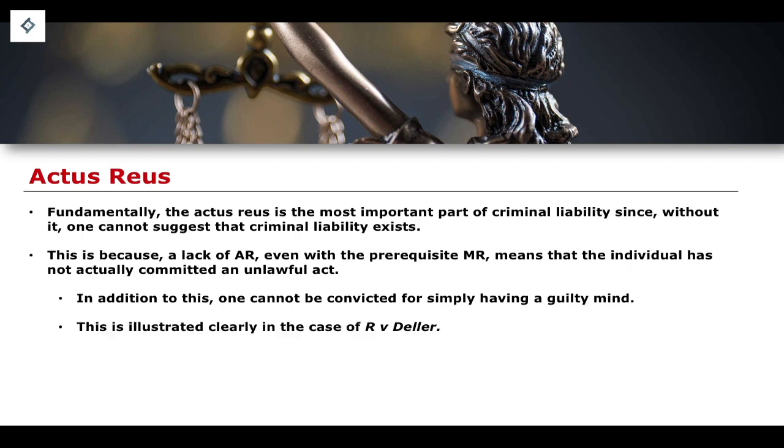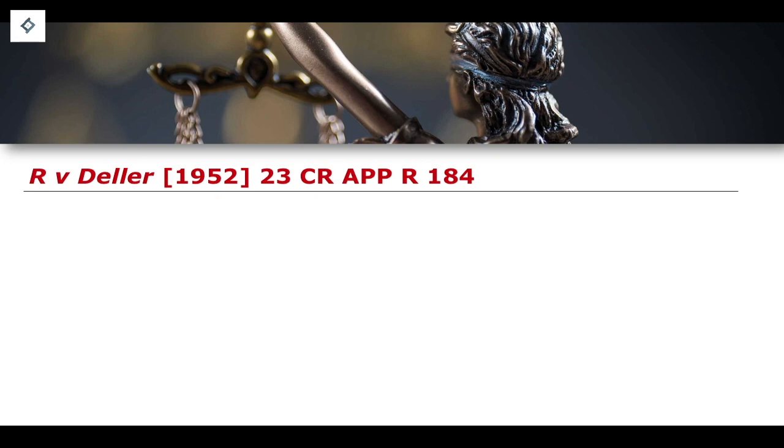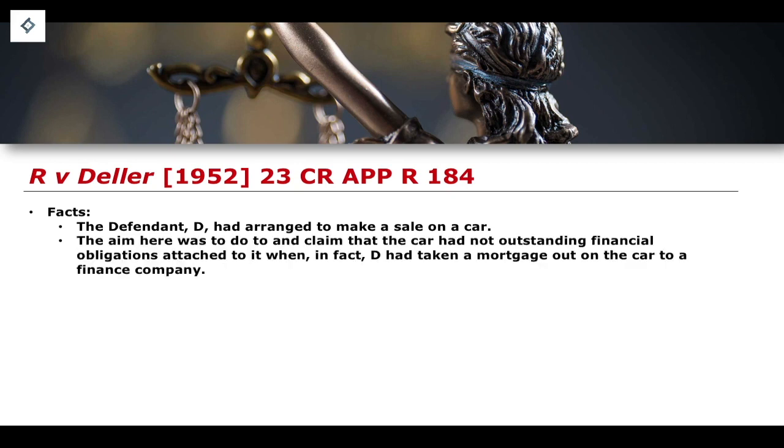This is illustrated very clearly in the case of R v Deller from 1952. In terms of the facts, I'll run through them quite quickly. The defendant was making an arrangement to sell a car. The aim was to sell the car while falsely claiming that there were no outstanding financial obligations attached to it, when in reality the defendant had taken a mortgage out on the car to a finance company, and so was committing some kind of fraudulent act in doing so.